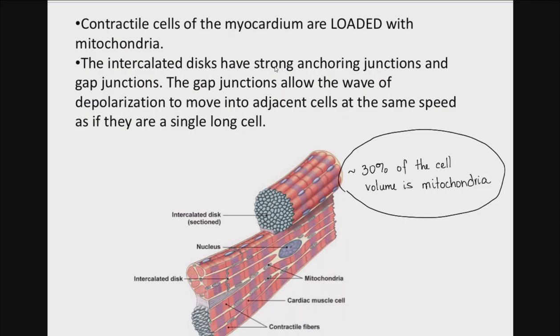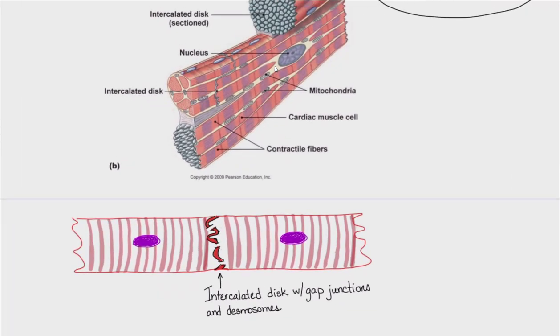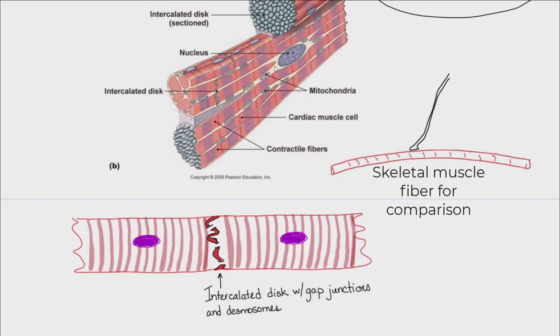So there's another example of the structure-function relationship where the structure of the myocardial cell fits the function. Okay, it's probably not lost on you that the fact that we have gap junctions here means that electrical signals can move from cell to cell. One skeletal muscle fiber does not really talk to another skeletal muscle fiber in the way that myocardial cells talk to each other through gap junctions.